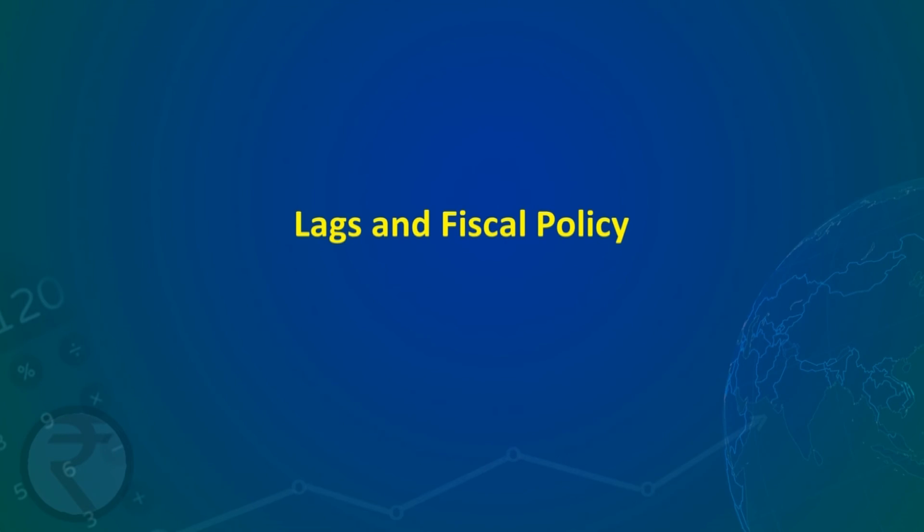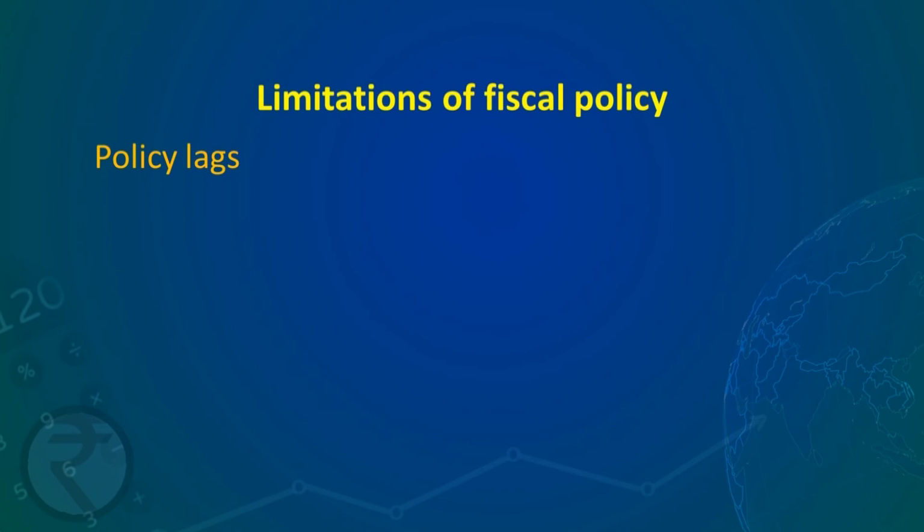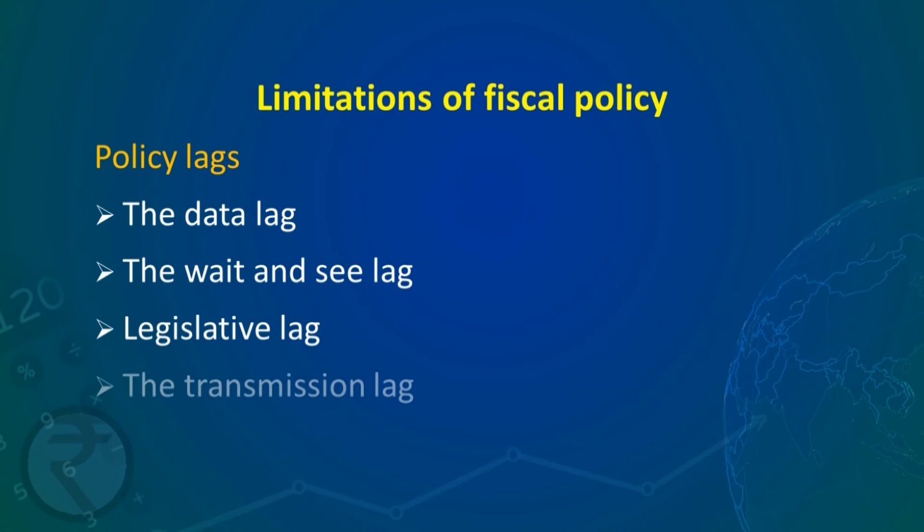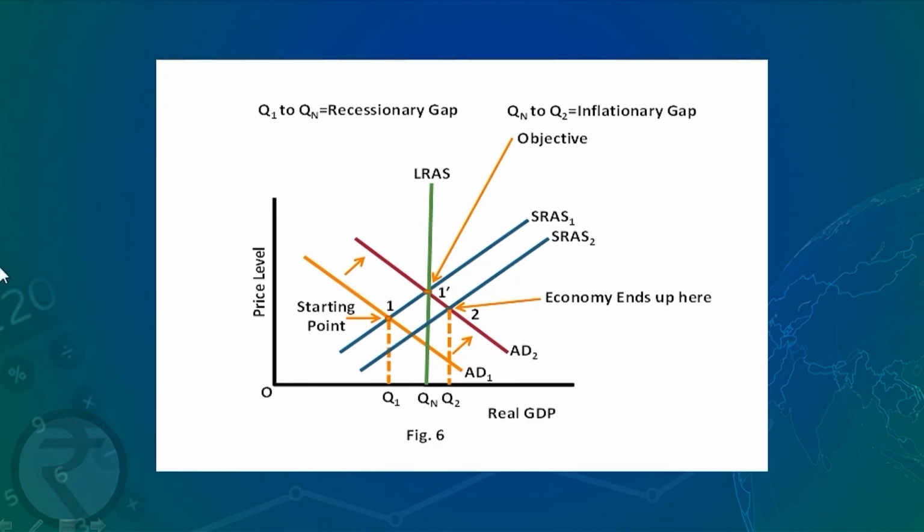Now, we will talk about lags and fiscal policy. We have already talked of lags of fiscal policy in the previous lecture. We talked of the 5 types of fiscal lags. They were the data lag, wait and see lag, legislative lag, transmission lag and effectiveness lag. So, if there are lags, how they make the fiscal policy ineffective is shown in the next figure.